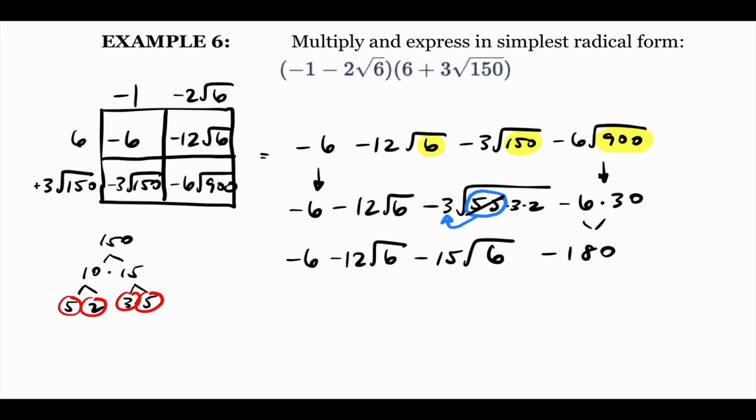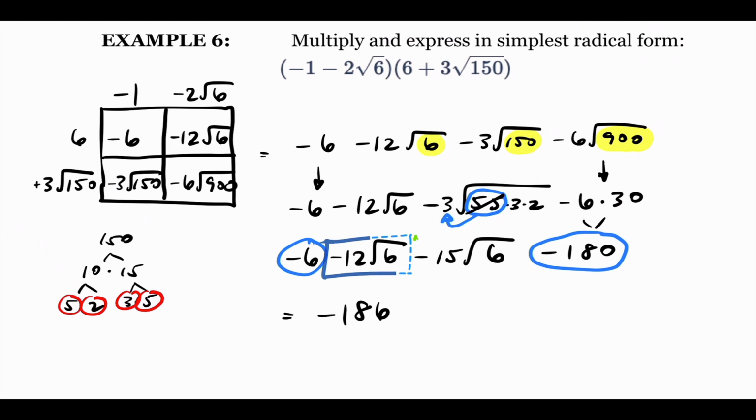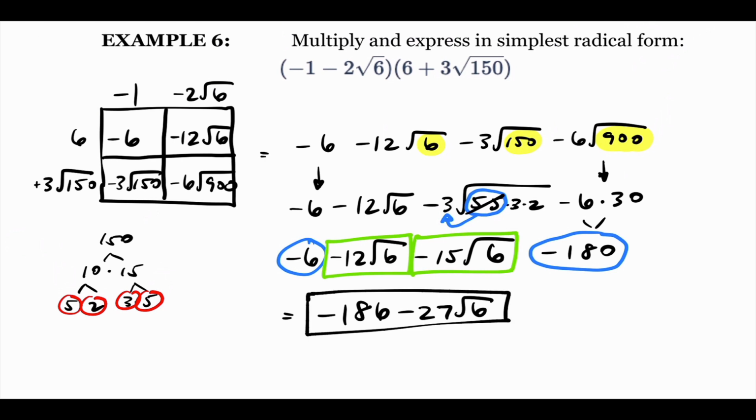Last step, combine any like terms that you can. -6, -180, -186. They both have a square root of 6, so I add their coefficients and I get -27. Done.